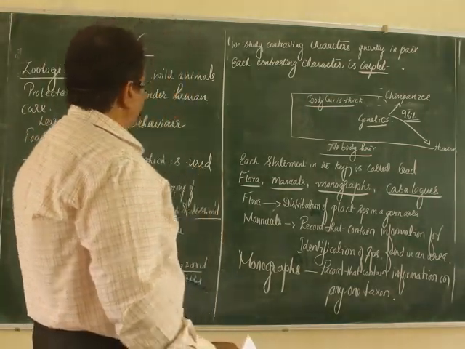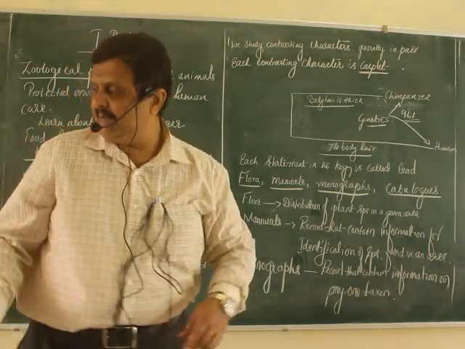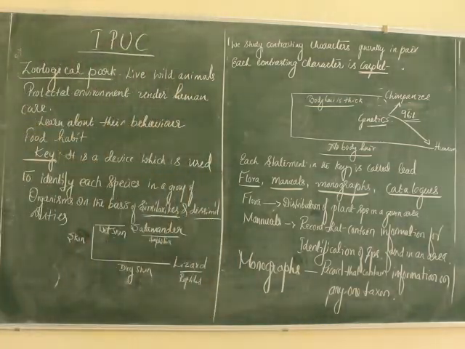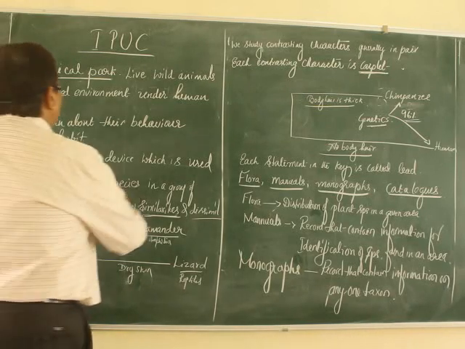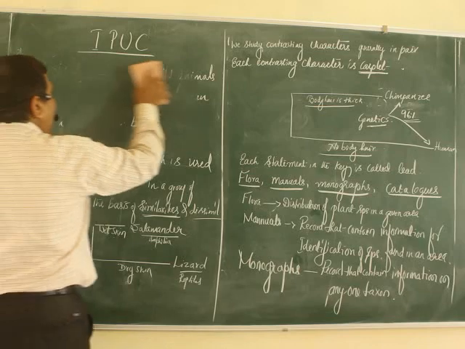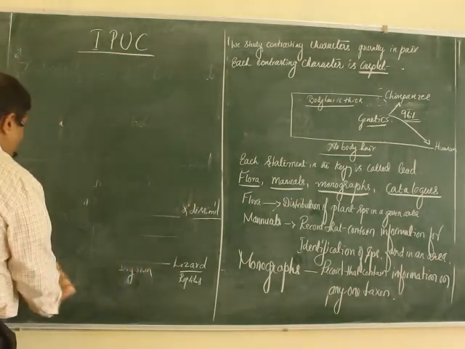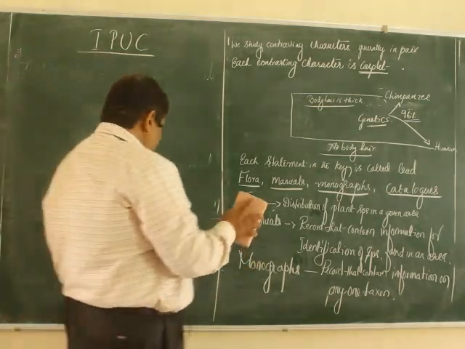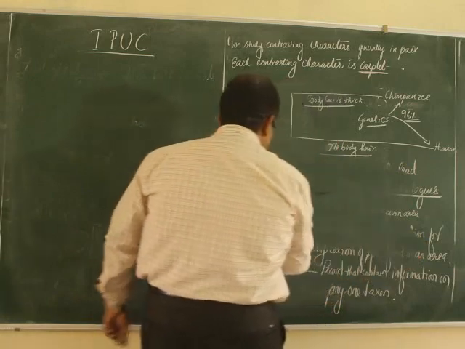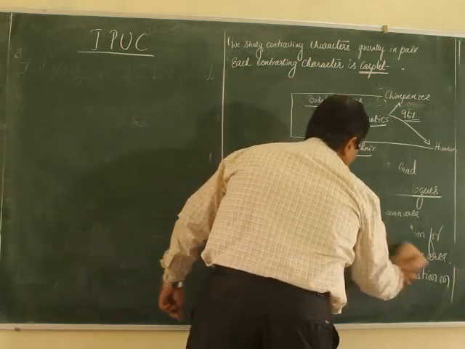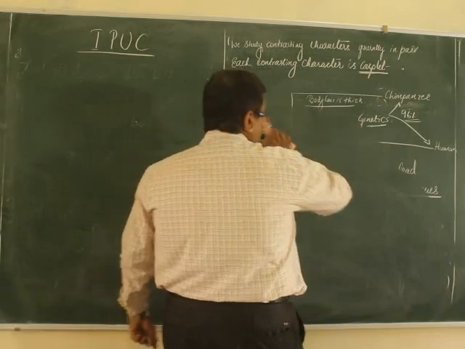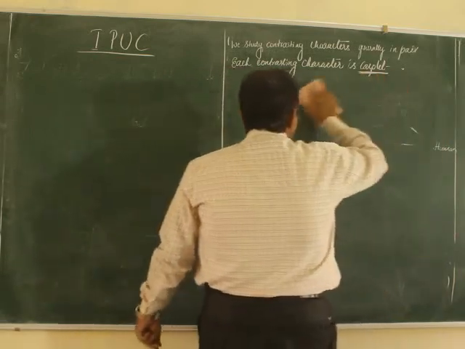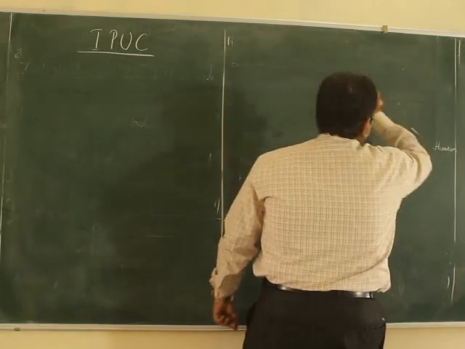So, this is the end of this chapter. Now I'll move on to the next chapter. I am now going to the last unit of biology, that is human physiology. And I am going to take up the topics that are there in that particular unit. Okay?